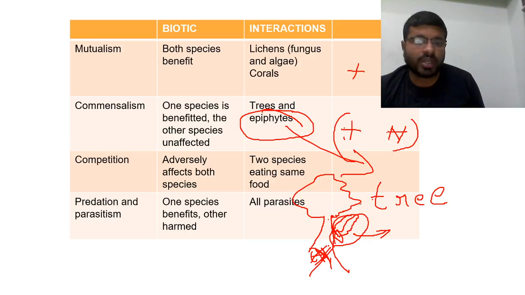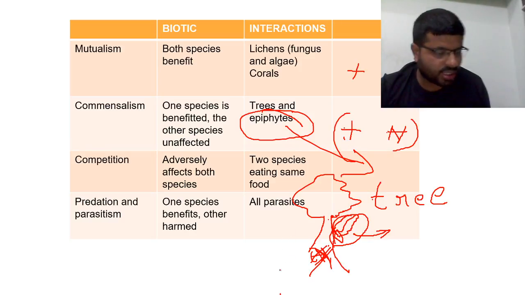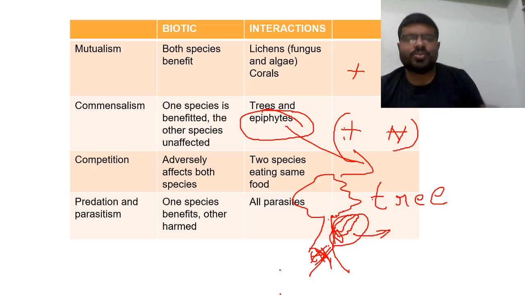And where do you find epiphytes? Yes, another question. Today there are so many questions. I am on a roll. Another question: where do you find epiphytes?